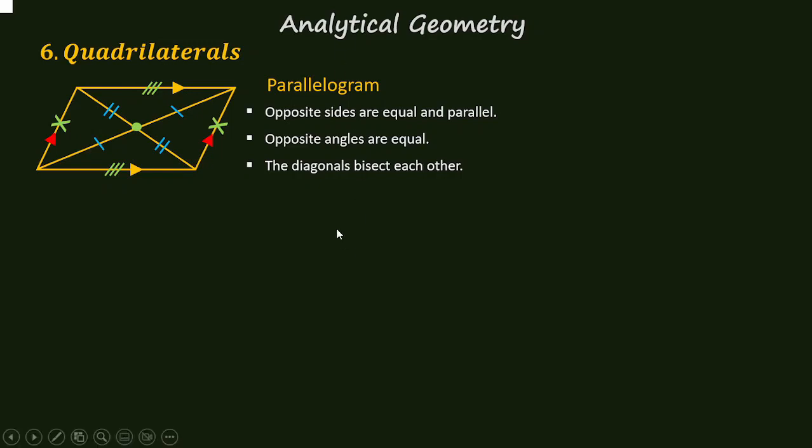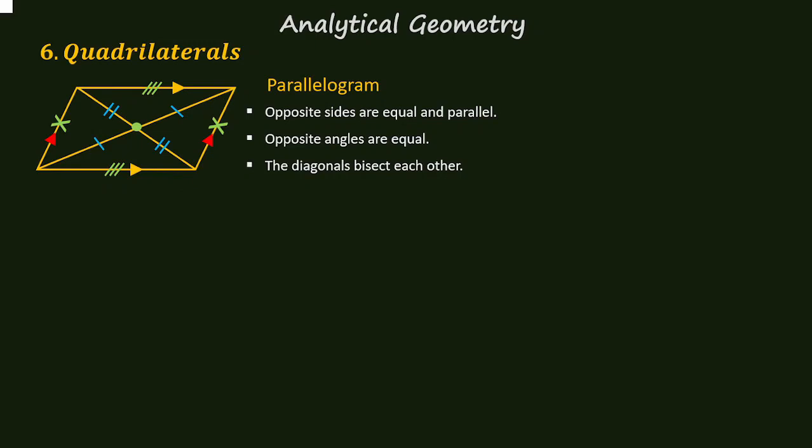And the third property is that the diagonals bisect each other. We have this diagonal, we have that diagonal. So at the point where they meet, that is the midpoint of this diagonal, and it is also the midpoint of that diagonal. So that's the important part.